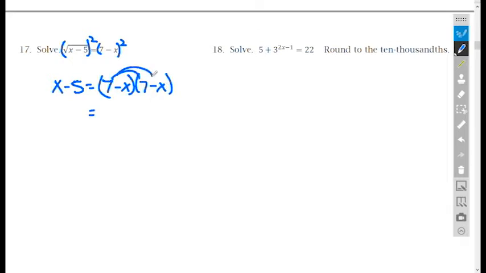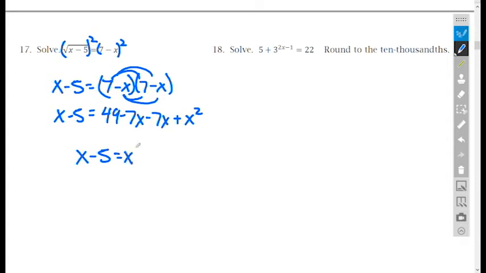Okay, so we distribute. 7 times 7 is 49. 7 times negative x is negative 7x. Negative x times 7 is negative 7x. And negative x times negative x is x squared. And this is x minus 5. Okay, so let's clean up the right side. Put it in standard form, combine the like terms. So that's x squared minus 14x plus 49.